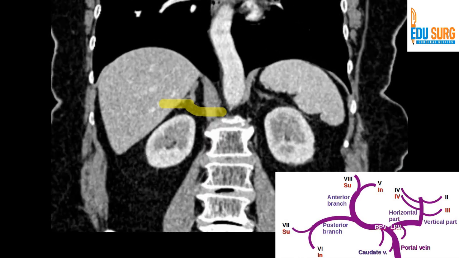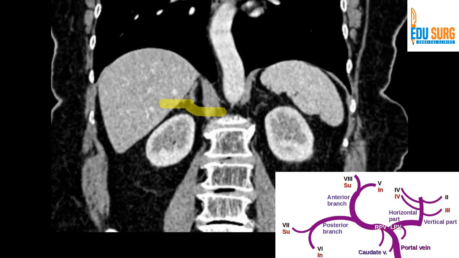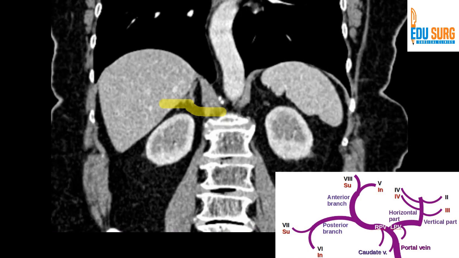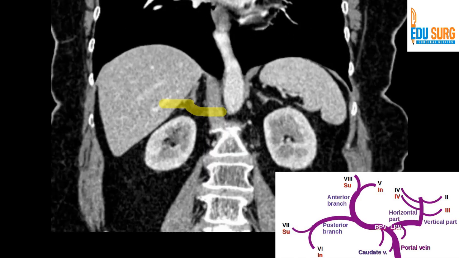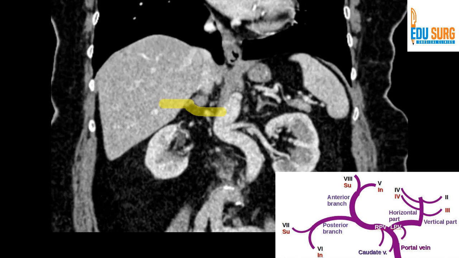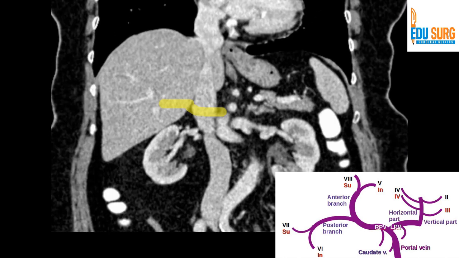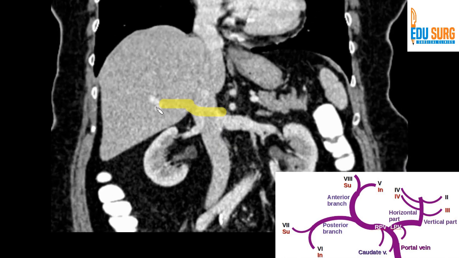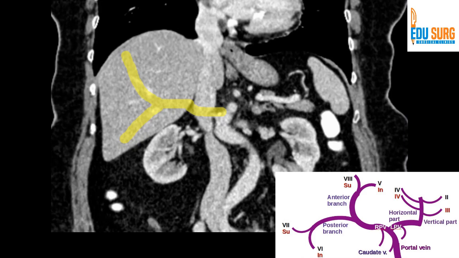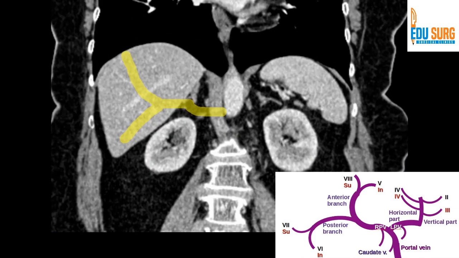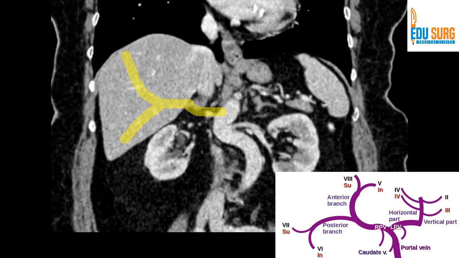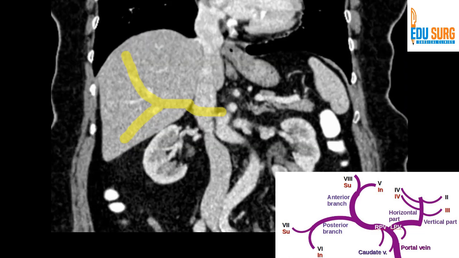As we go towards the kidneys, we are going posteriorly. So the posterior segments are 6 inferiorly and 7 superiorly. These branches are given by the right posterior portal vein, right? So if you can see this one and this one, this is the branching of the right posterior portal vein. I am going posteriorly, and you can see these branches here.